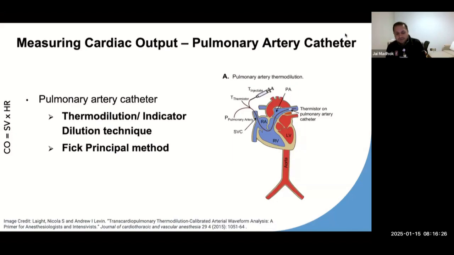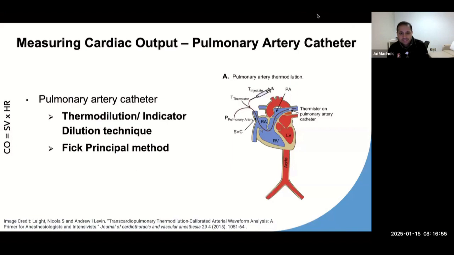And the second method is the Fick principle. And the Fick principle measures cardiac output by determining the amount of oxygen that's consumed by the body, and then dividing it by the difference between the oxygen saturation of the arterial blood, so the SaO2, and the oxygen from the mixed venous blood, which is obtained from the pulmonary artery port right over there. And so that's the Fick method of doing it.